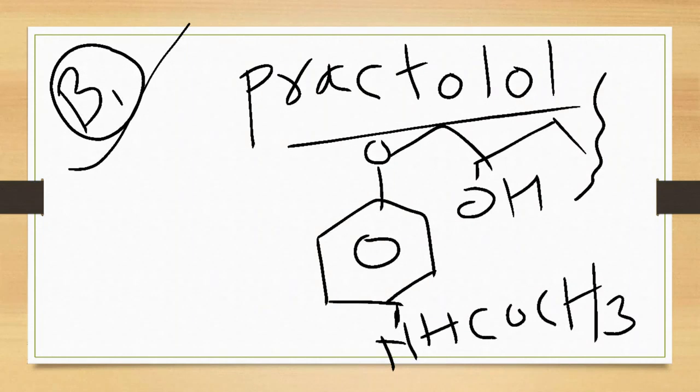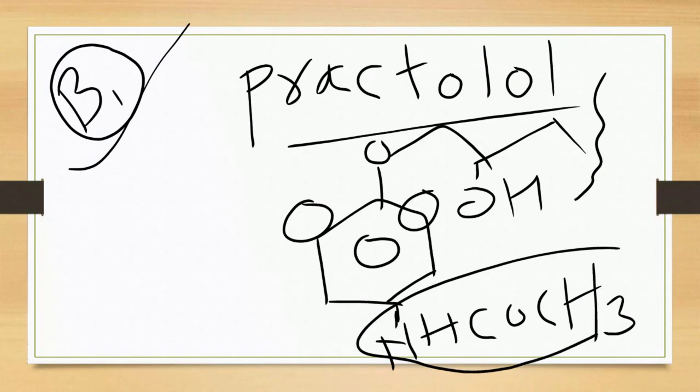So they found that if there is no meta substitution and para substitution is there with proper size, the drug becomes a beta 1 selective antagonist. That's why, for cardiac selectivity, we require a beta 1 antagonist. So they found that if we make such substitution in the drug, it can become a beta 1 cardioselective drug.